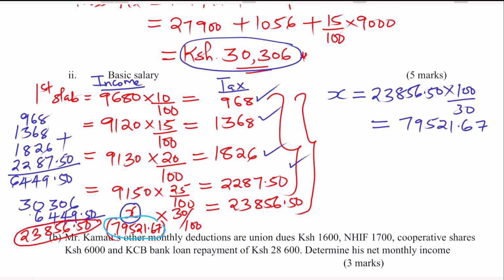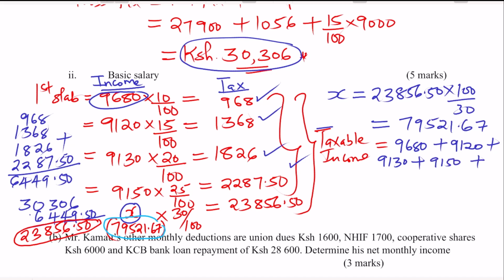So to get the taxable income, given the shortage of space here, taxable income is obtained by adding all these figures from the first one here, 9680 plus 9120 plus 9130 plus 9150 plus this figure now that we got, 79,521 and 67 cents. So when we add all these, we shall be able now to get the taxable income. And when you add everything there, you'll get 116,601 and 67 cents. So that is the taxable income.